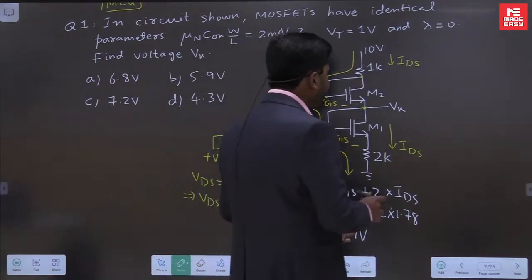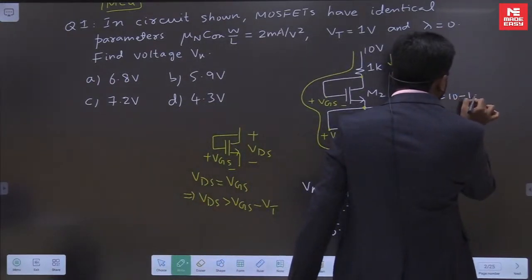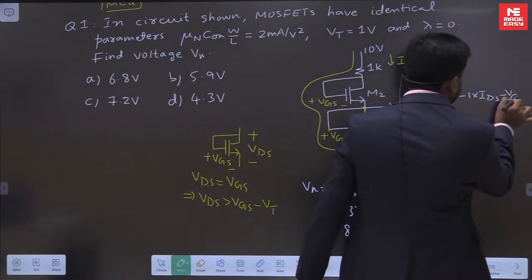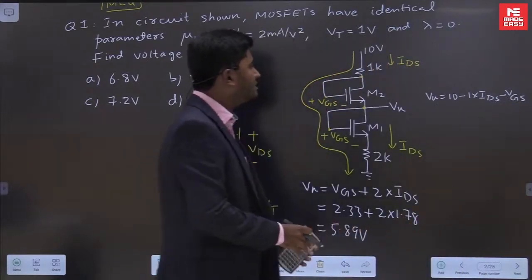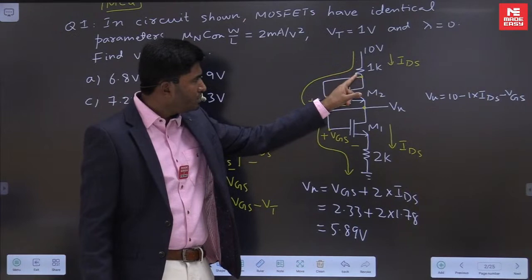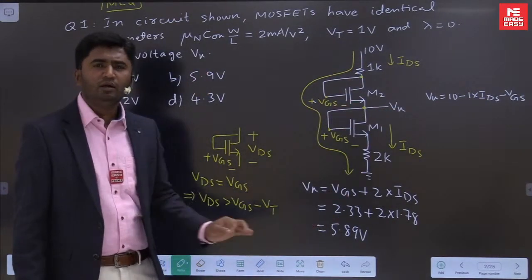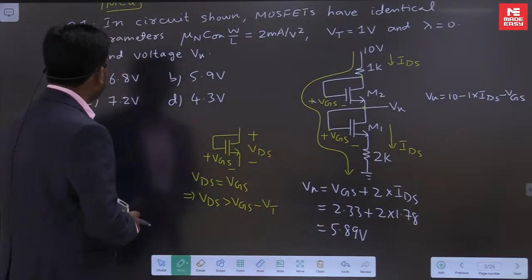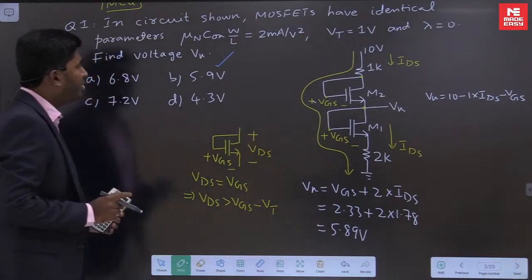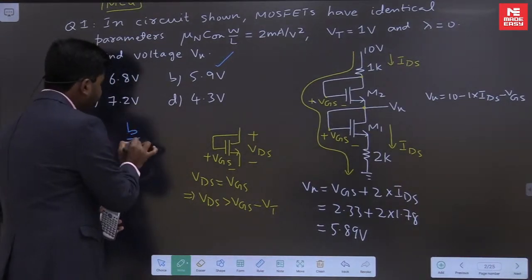You can try in that way also. Vx is equal to 10 minus 1 into IDS minus VGS. Vx is equal to 10 volt minus drop across 1K minus VGS. You will get same answer, 5.89. So in this multiple choice question, the correct answer will be option B, 5.9 volt. We can take here answer as option B.